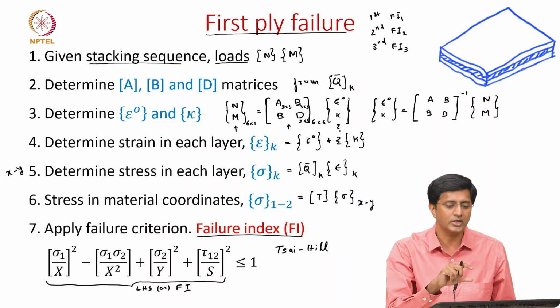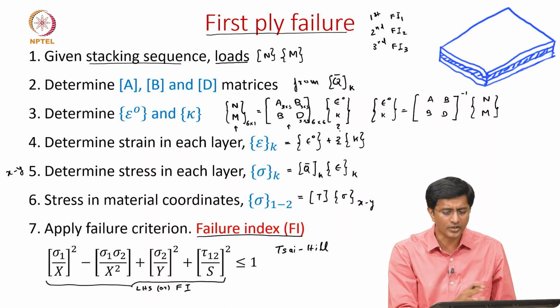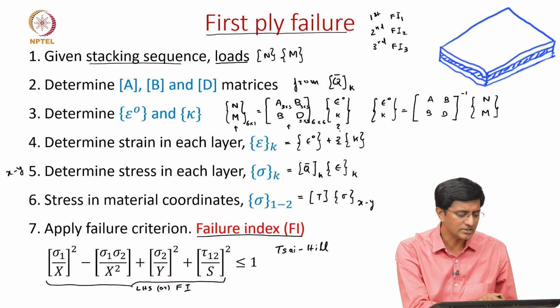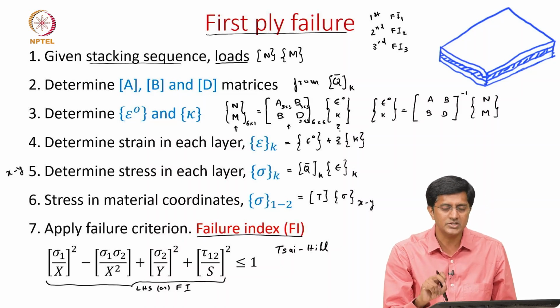So meaning you need to scale your n and m in a way that only one of the laminas reaches a failure index of 1 and the rest are less than 1. Okay, in summary, what we have discussed on this slide is, given the stacking sequence and loads, we should be able to find the failure index in each of the layers. Once we know those failure indices, we should be able to comment on which of those layers fail first, and we should also be able to determine at what load that first ply lamina fails.